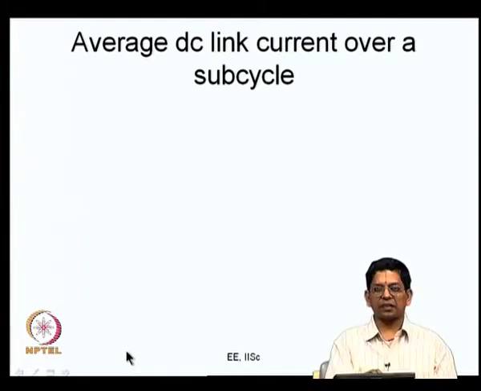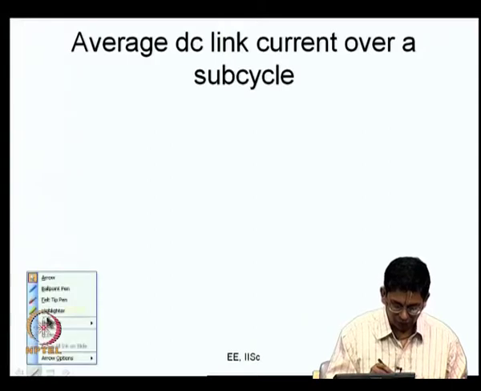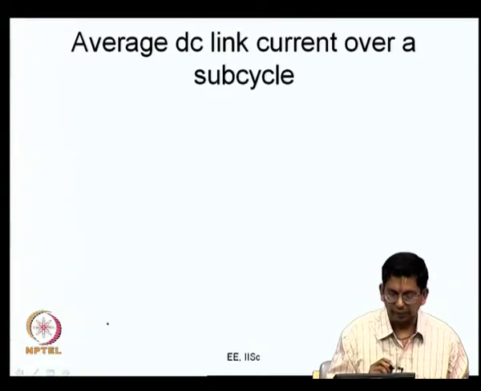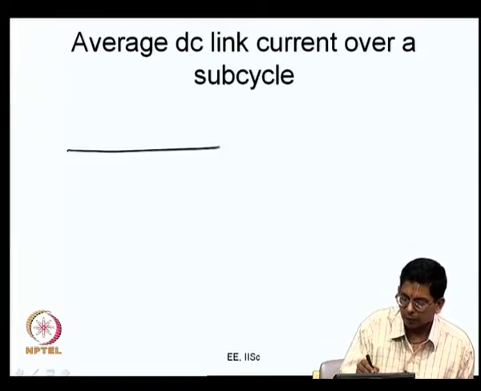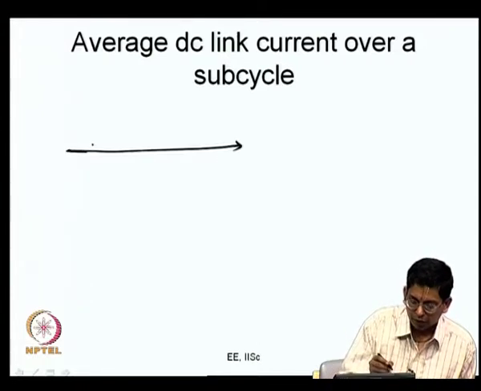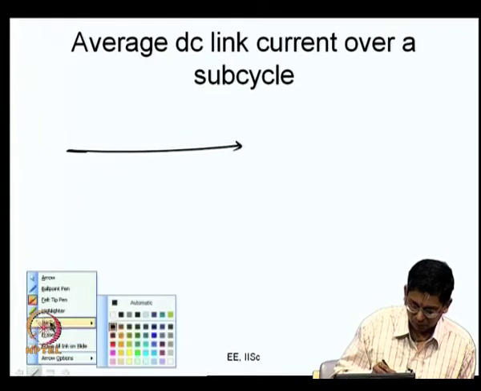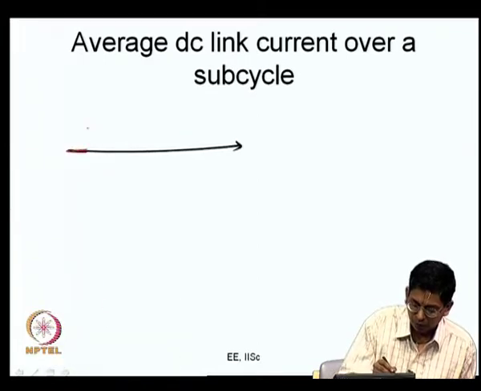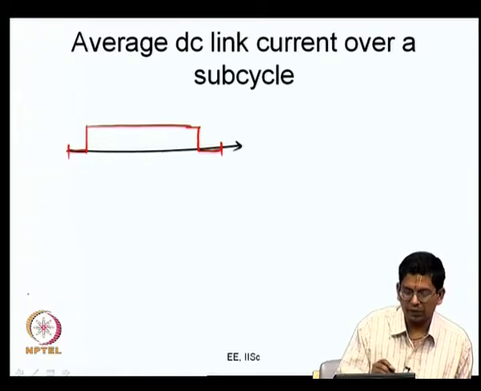So, let us go forward. This is the instantaneous current, and what do you mean by the average current? How can we calculate the average current? So, what happens within an inverter state? Within a subcycle, let us say we have a subcycle, and in that subcycle you have inverter states. This is the subcycle duration.